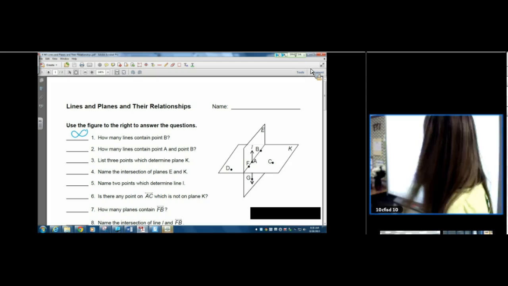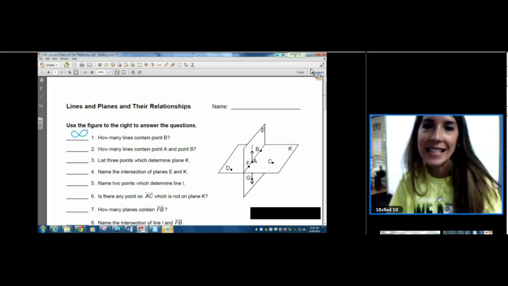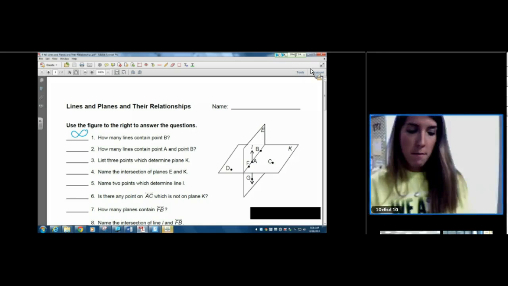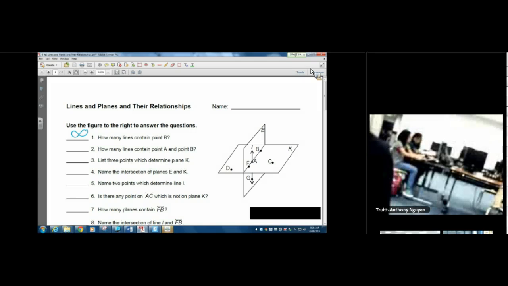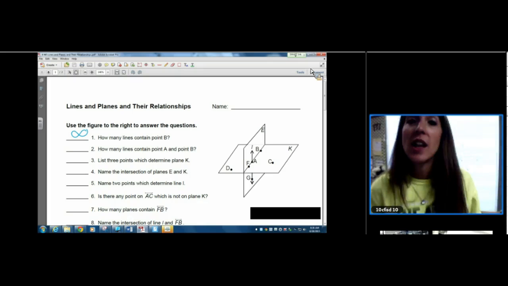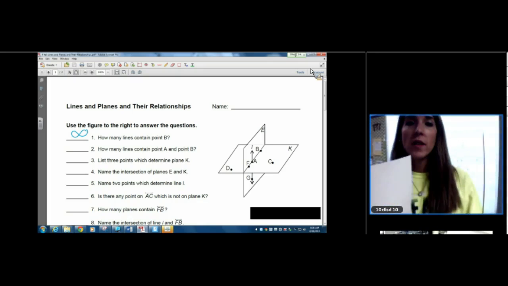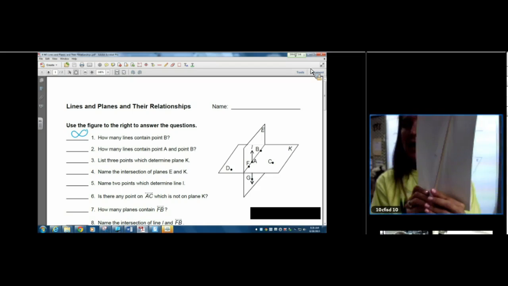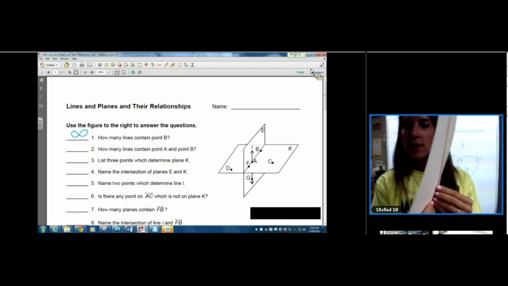Number 7. How many planes contain line FB? Now, remember, when we were talking about planes, and we only had 2 points on our plane. See this line in this plane? When we only had 2 points, which a line is defined by 2 points, we had an infinite number of planes, because this plane can pivot. You see me pivoting this plane?